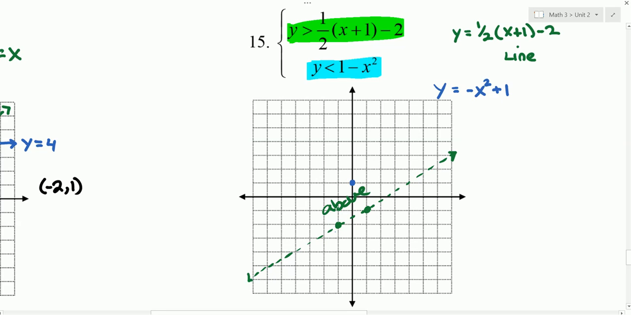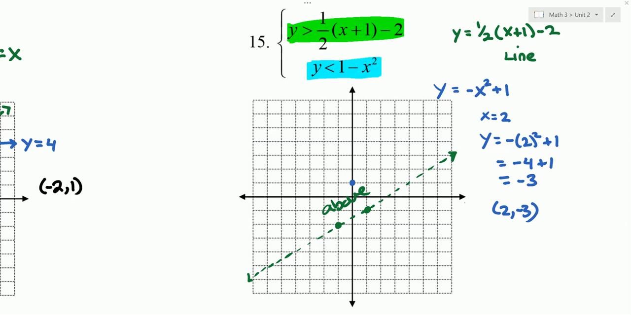I've moved up 1, and I need another point that this goes through. If I pick, let's say, 2, and I get y is negative 2 squared plus 1. Which is negative 3. So x is 2, y is negative 3. So 2, negative 3. And remember, this is a parabola, so it's opening down.